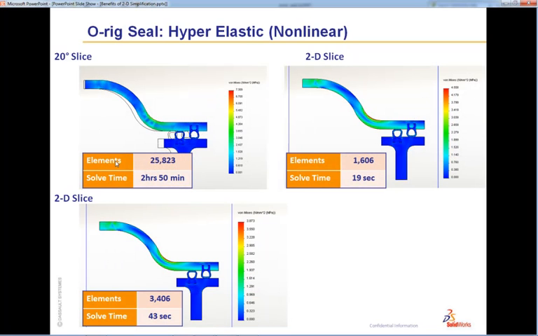Again, looking at the times, you can see it's almost 3 hours for that little 20-degree slice. So imagine what it would be for the entire solid. For the default 2D slice, just 19 seconds. That's just a huge improvement in performance and accuracy. And then when we go to our super refined slice, again, it's only 43 seconds. But again, the accuracy is so much more than what you could get with solids.